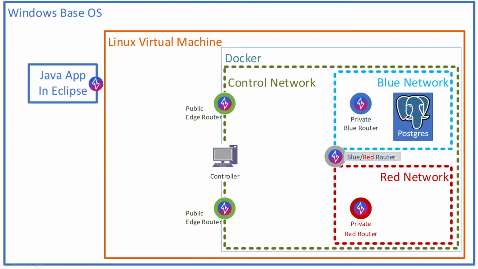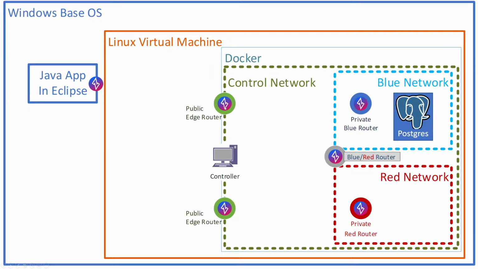This is what the environment will look like. You can see I have a Windows-based operating system. That Windows operating system will have Eclipse pre-installed, which is where I'll have my Java application. That Java application will reach into a Linux virtual machine container in order to contact these public edge routers.